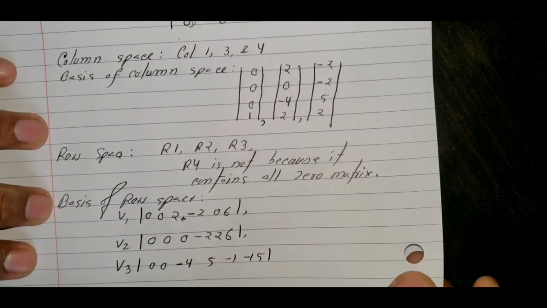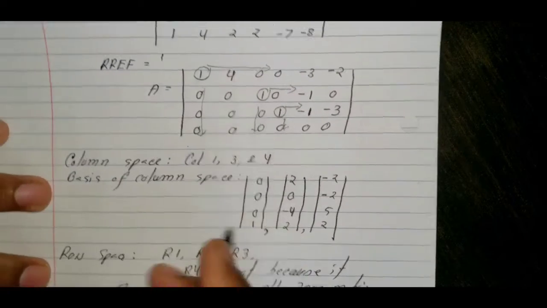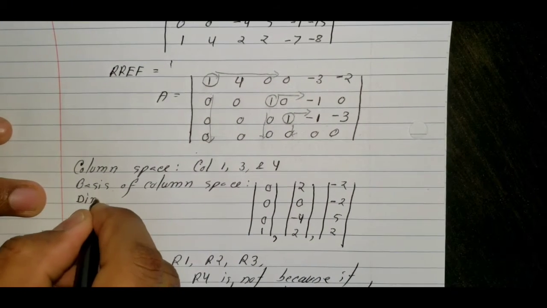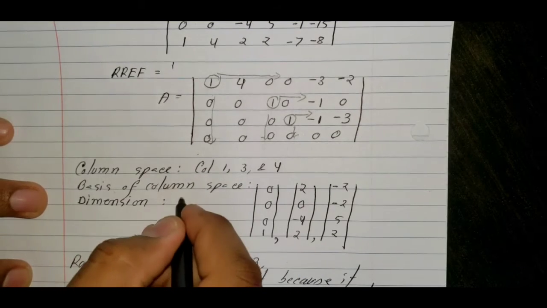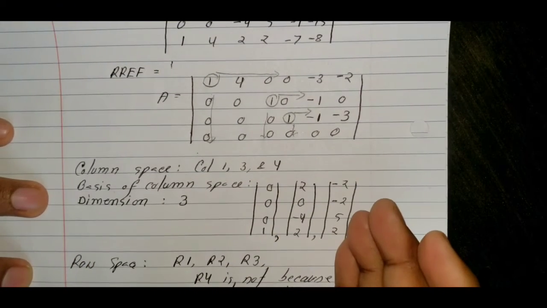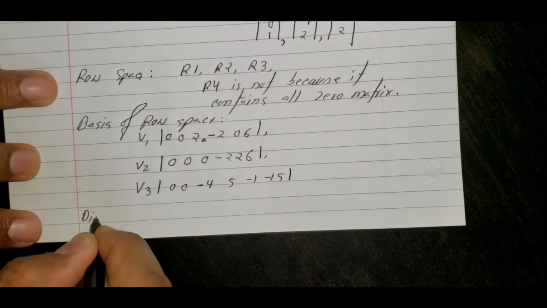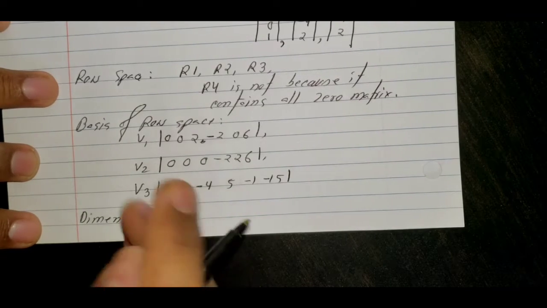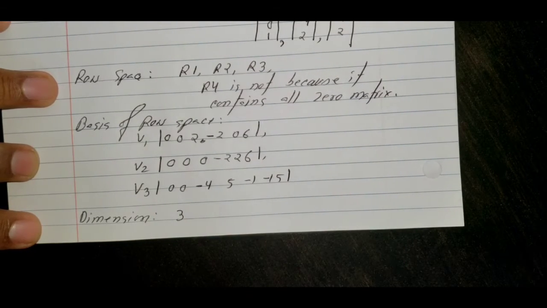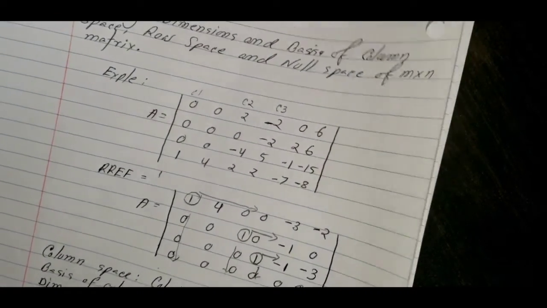Now I'll show you the dimensions. The dimension of the column space is 3 here, because you have 3 columns, right? Similarly, the dimension of the row space is also 3, because you have 3 rows here, right? Now we need to go to the null space, which is a little different than this.